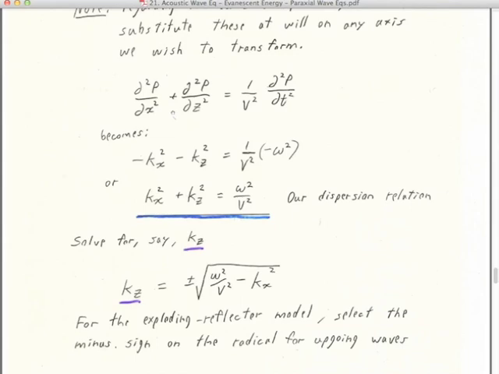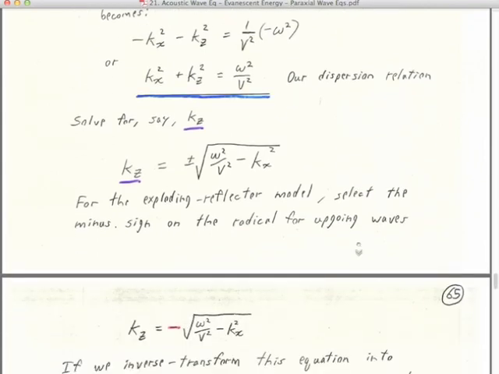So here's a full wave equation. Again, constant density we know now. And so if we substitute in everything, the d squared p dx squared becomes minus kx squared times p, d squared p dz squared becomes minus kz squared times p, and very similar on the right hand side, 1 over v squared times minus omega squared times p. Then we just divide out the p from both sides of the equation, from every term. We've got our dispersion relation: kx squared plus kz squared is equal to omega squared over v squared. And we can solve for, let's say, kz.